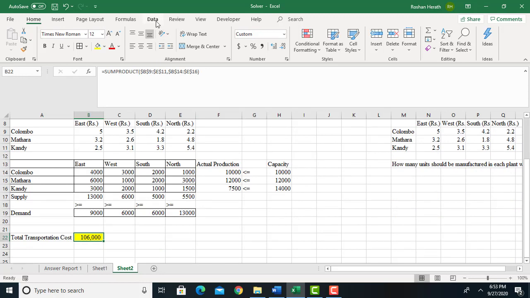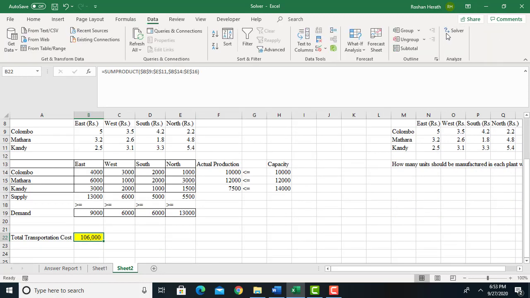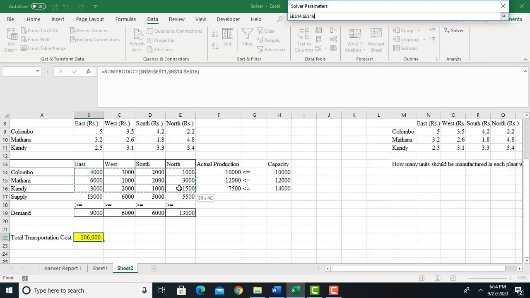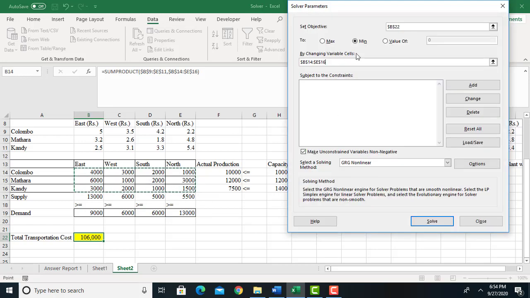You can go to Data and you can get the Solver. So you want to minimize this by changing what you can plan, which is the number of units that you are sending from each of the plants. Therefore this is going to be your changing variable. You can plan how many units you are going to send from each of these plants to each of the regions. Then the constraints have to be there.